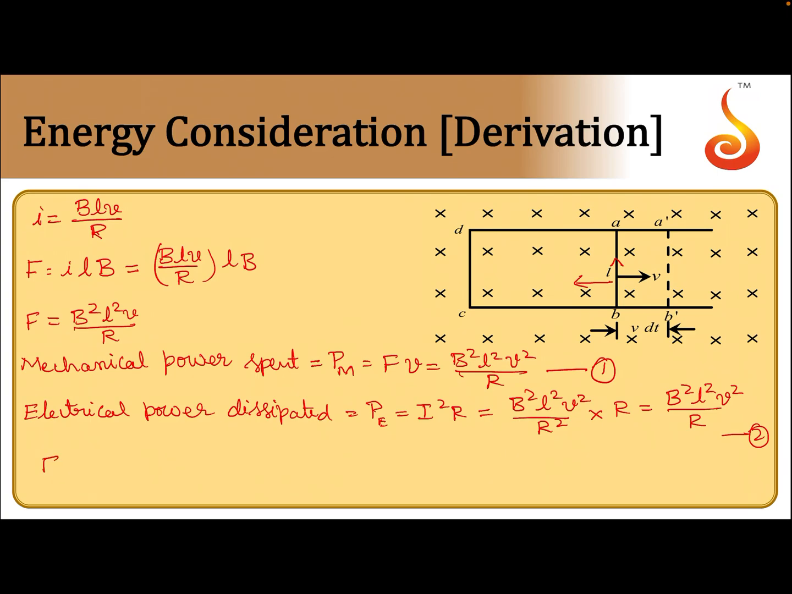So from 1 and 2, what we can conclude is that the mechanical power consumed will be equal to the electrical power dissipated. So whatever mechanical work you are doing in order to move the conductor in the magnetic field, the same work will be getting converted into electrical energy. This is what energy consideration says.